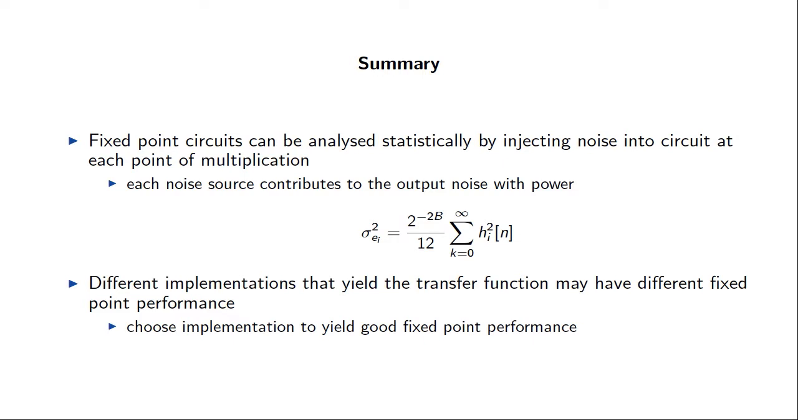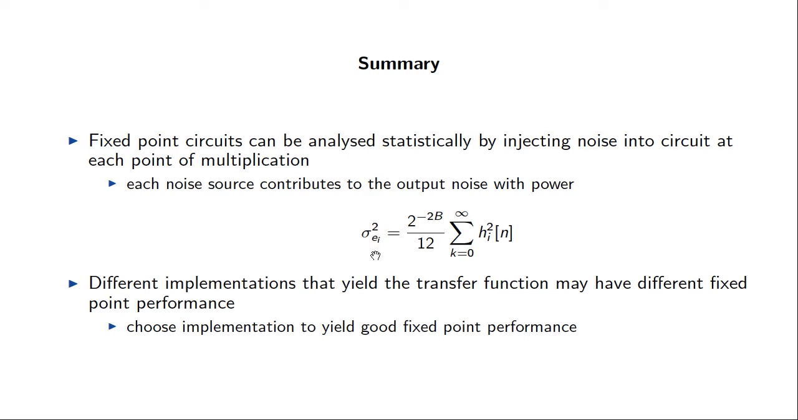So to summarize, we've seen that fixed point circuits can be analyzed statistically by simply injecting noise into the circuit, and the way to do this is to insert this noise at each point of multiplication. And this is simply due to the fact that a multiplication, to be exact, requires a larger precision to store the product. And since we cannot do this in a fixed point implementation, we need to round off the signal every time that we do a multiplication or quantize after multiplication. So each noise source due to one of such multiplications in a fixed point implementation will contribute to the overall output noise of the system.